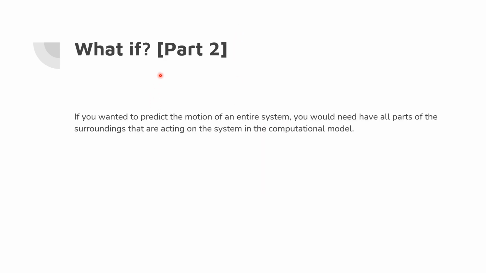What about part 2? If you wanted to predict the motion of an entire system, you would need to have all parts of the surroundings that are acting on the system in the computational model. So you can't just have one or two, you need all of the surroundings, all the surrounding forces.